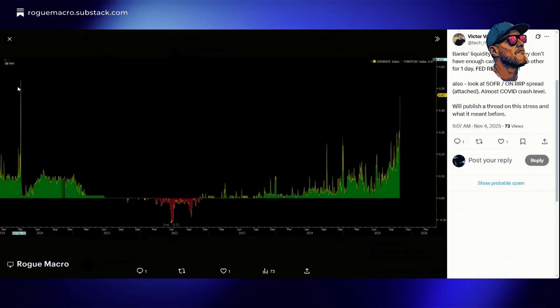So this is the spread between SOFR and reverse repo. Back here is COVID. Rush towards cash, and we're seeing that here as well. So this is a significant pressure.